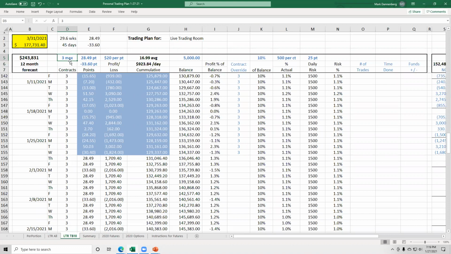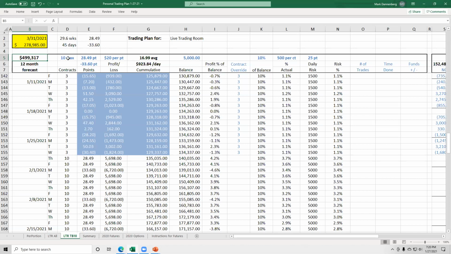So if I said today, I'm really comfortable with what I'm doing, I want to increase my contracts to a maximum of 10, well, it dramatically increases your 12-month return. It doesn't change anything that has already transpired for the first 29.6 weeks. It only changes going forward. You can see that the 3 contracts is locked in there. That's why we put the 3 in the contract override. And then tomorrow we'd start trading 10 contracts if that's what we wanted to do. But that gets you to almost $500,000, having started with $5,000.